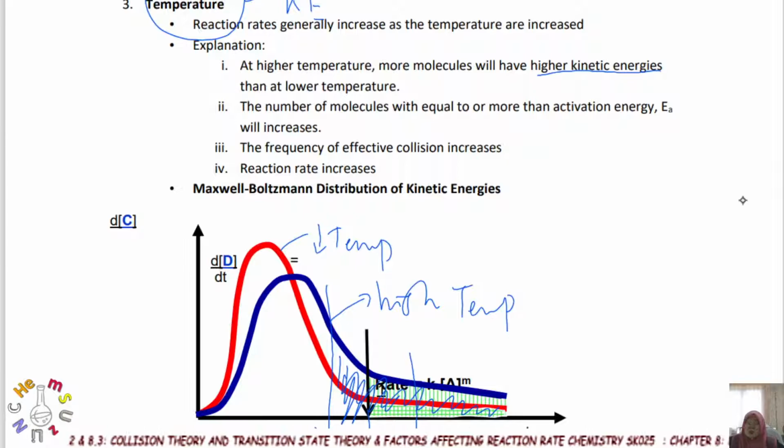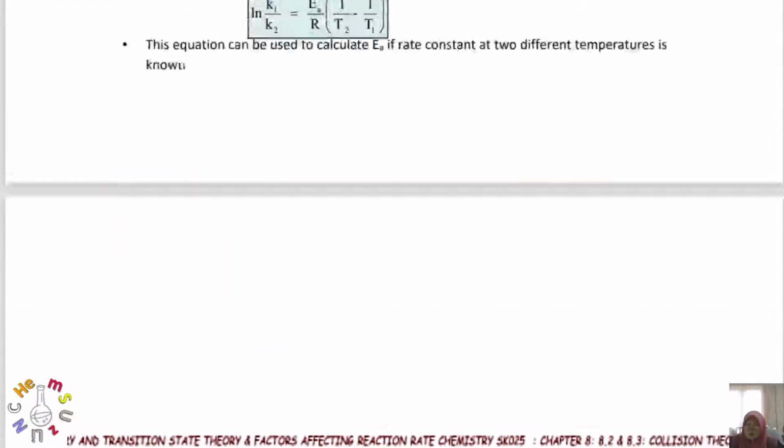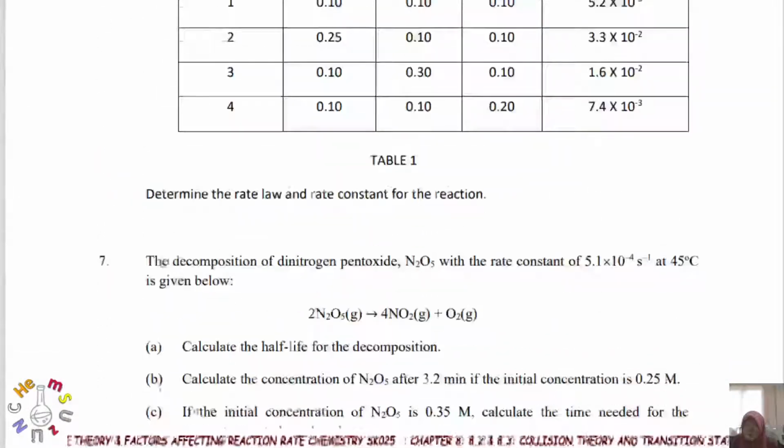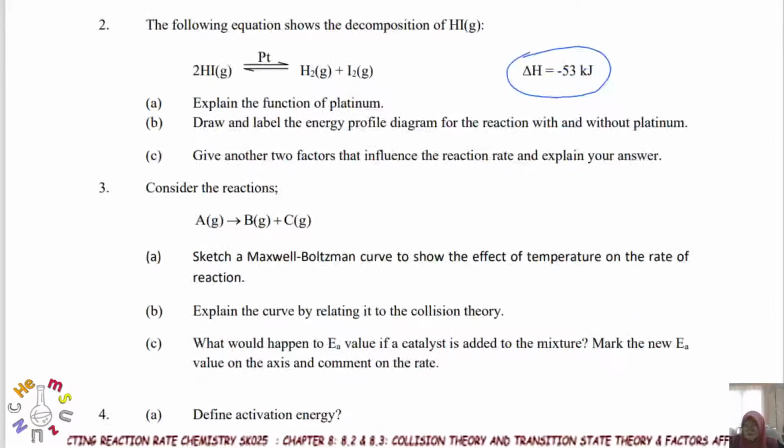Kalau tengok kat sini, dia kata, mana tadi soalan? Okey. Jadi, soalan 3 ni dia kata sketch the Maxwell-Boltzmann. Kita dah sketch tadi. Explain the curve by relating the collision theory. Kita dah explain tadi what would happen to the EA value if a catalyst is added to the mixture, mark the new EA value on the axis and comment on the rate.